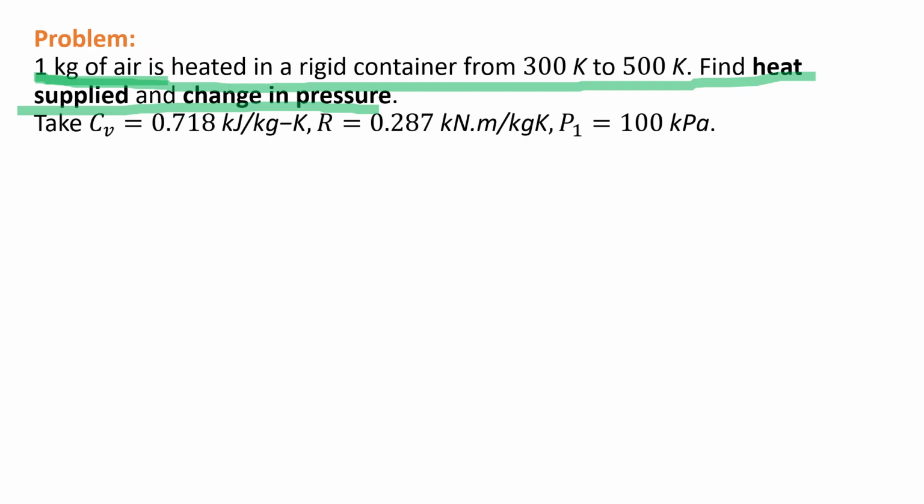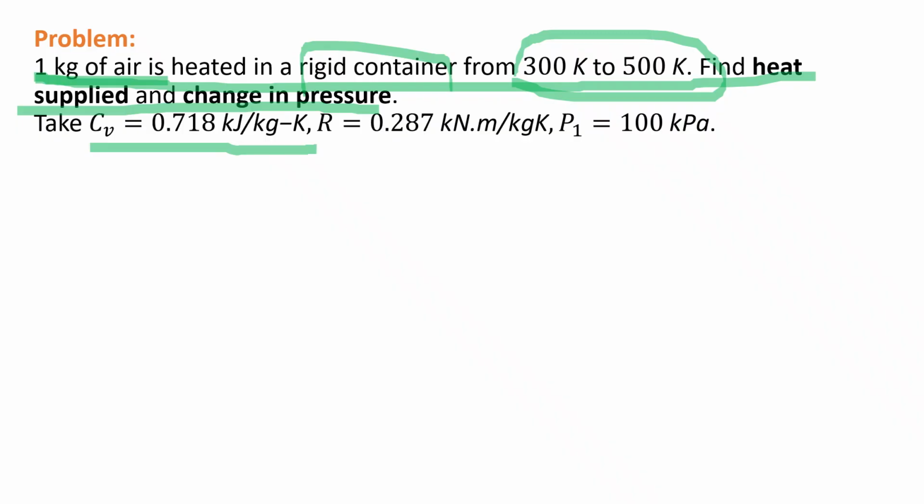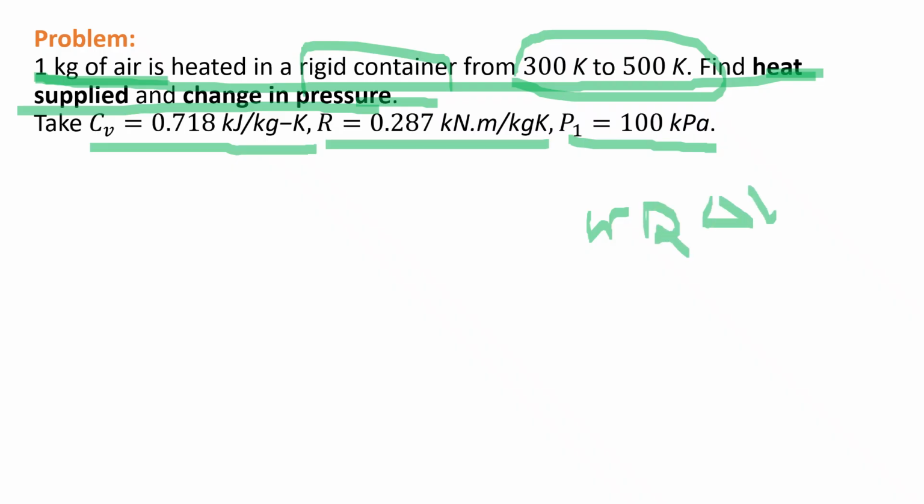Okay. So here a rigid container is given, and the temperature will vary from 300 to 500 Kelvin. C_V is given as 0.718 kilojoule per kilogram Kelvin. The R value is 0.287 kilojoule per kilogram Kelvin. Initial pressure P1 is given as 100 kilopascal. We have to find out the change in pressure, that is, we have to find P2, and also the heat supplied. The question may also ask to find W, Q, and delta U. If these three are asked, the weightage is 7 marks.